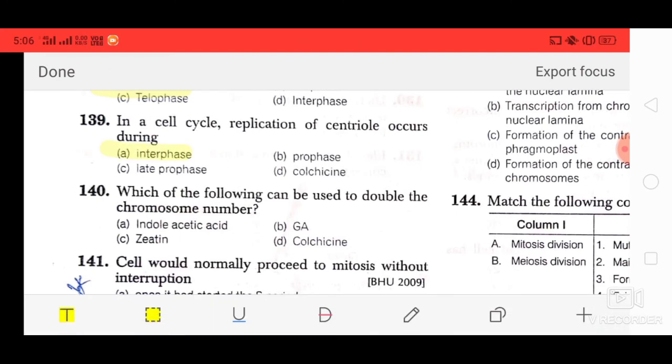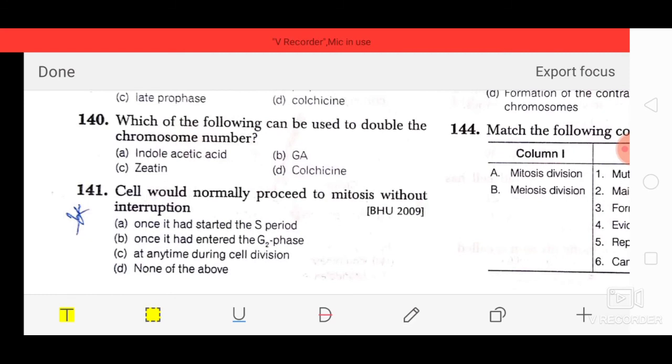Which of the following can be used to double the chromosome number? Options are indoleacetic acid, gibberellin, and colchicine. And the correct answer of this question is colchicine.